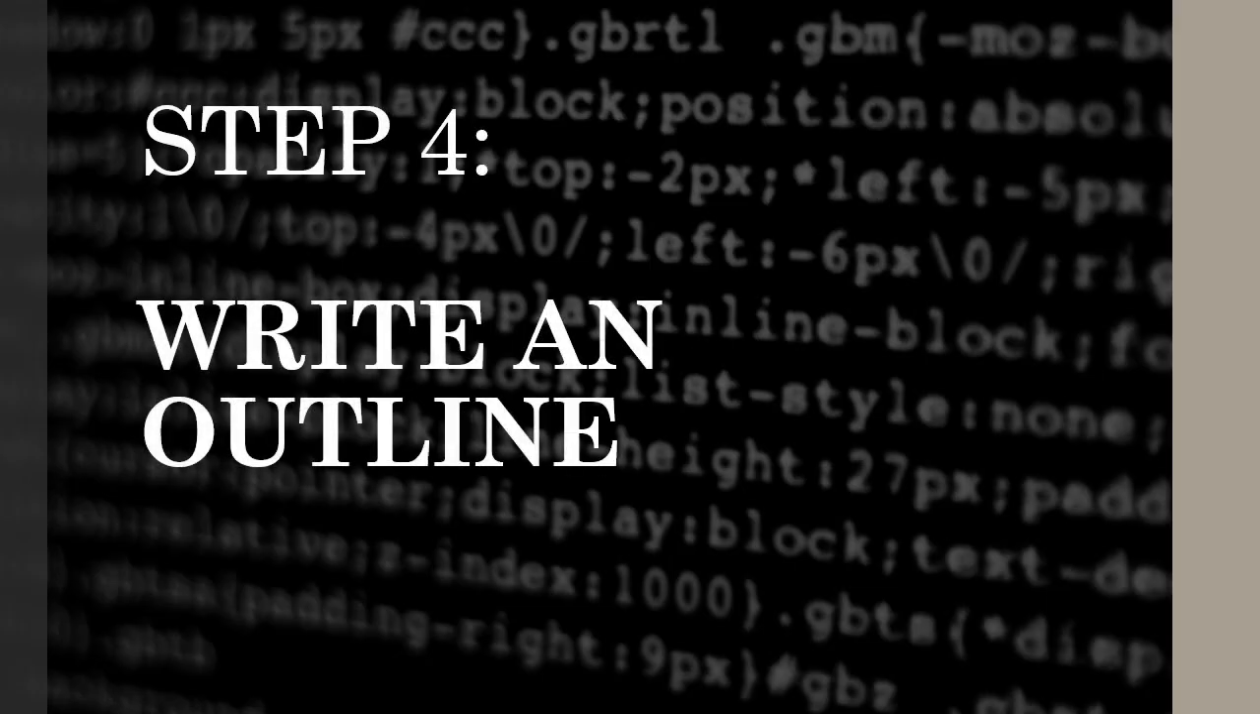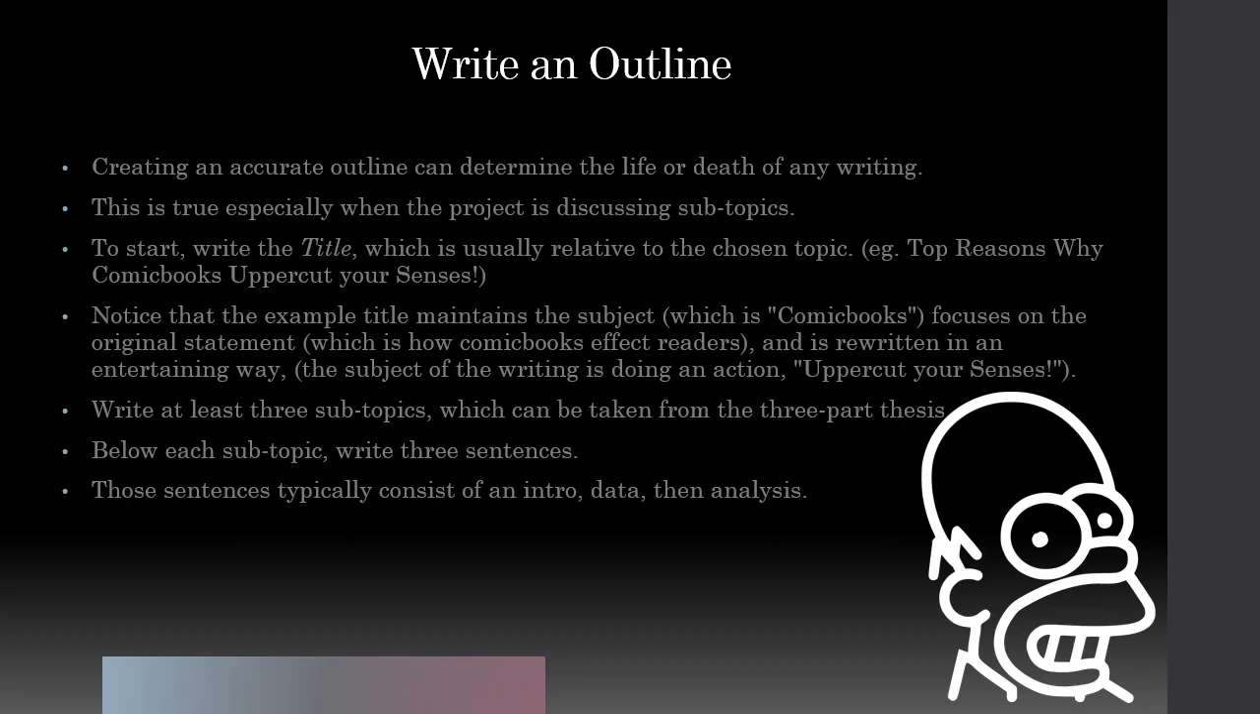Step 4, write an outline. Creating an accurate outline can determine the life or the death of any writing. This is true especially when the project is discussing subtopics. To start, write the title, which is usually relative to the chosen topic. Here's an example. Top reasons why comic books uppercut your senses.